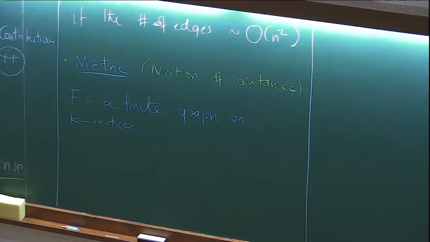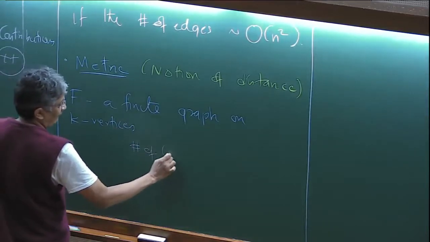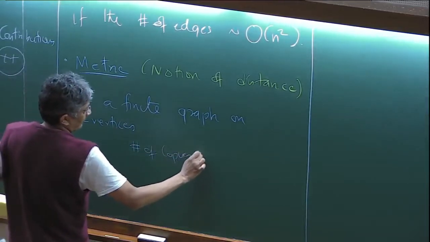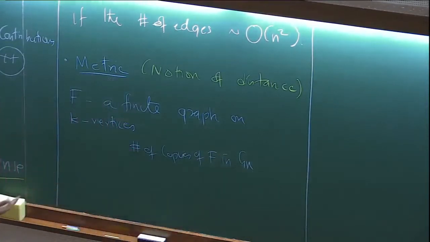And then what you'll do is you look at the number of copies of F in Gn. You can just look at the number of copies of F in Gn. Let's say k is much smaller than n. So let's say k is 2, then you're just looking at the number of edges in Gn. If k is 3, perhaps the number of triangles in Gn, and so on. But of course, this can vary.